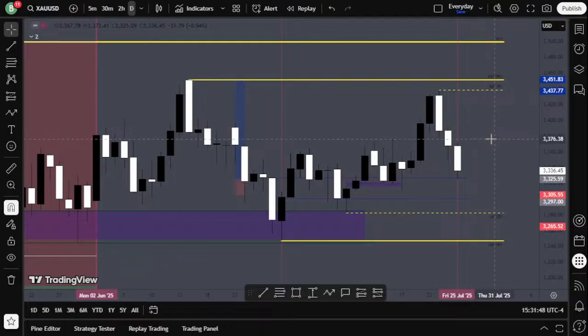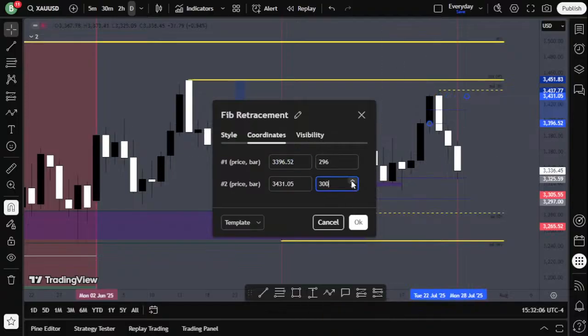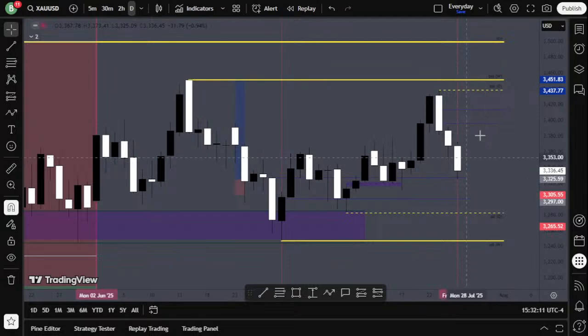Okay, so this happened after a sweep of liquidity. So we have liquidity here, here, here, and here, which are swept, making this order block valid. Why? Because there's a fair value gap that happened afterwards. And this could be the range that price continues to consolidate into in the upcoming week. For added confluence, you can mark up this order block.